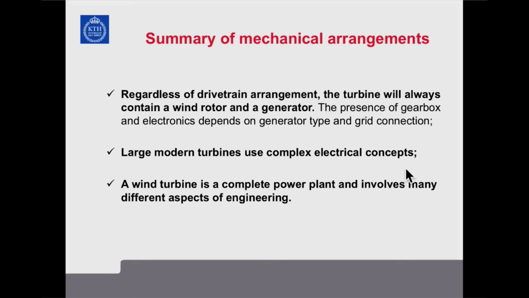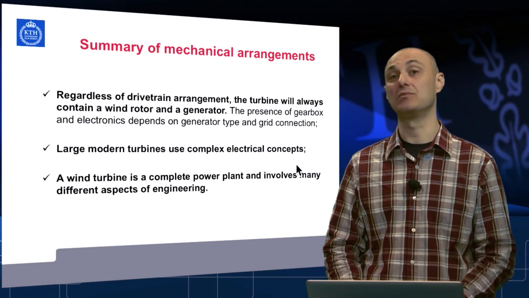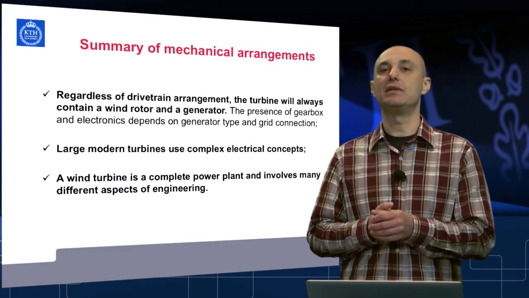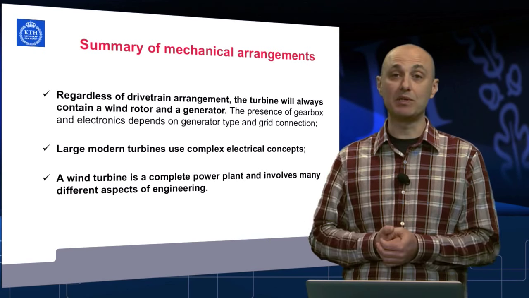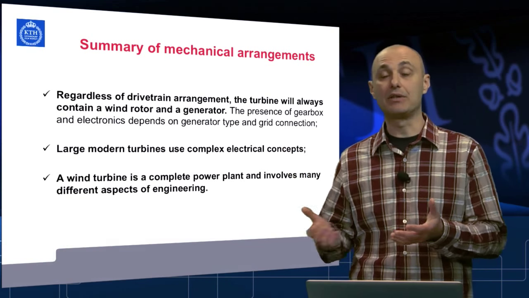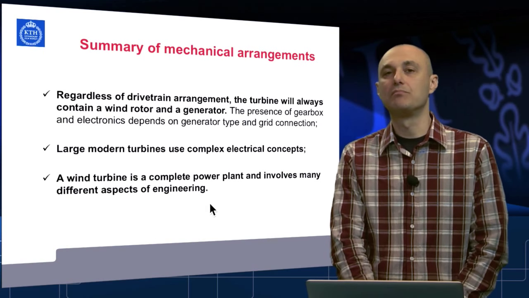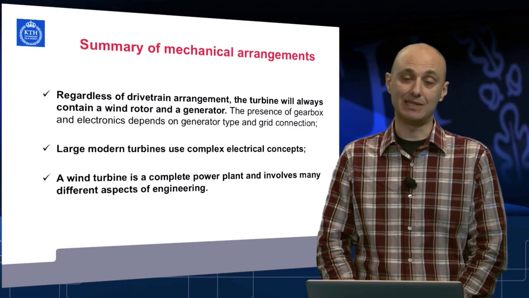Large modern turbines all use somewhat complicated electrical concepts. The mechanical arrangement is not as important anymore as it was with the early types. A wind turbine is a super complete power plant. It involves very different and various fields of engineering. It is impossible to say that you're a specialist in wind turbines, because then it means that you're a specialist in everything from aerodynamics, mechanical engineering, electrical engineering, and you get it. What is possible is to be an expert in the basic understanding, and that is the focus for these lectures. Thank you.